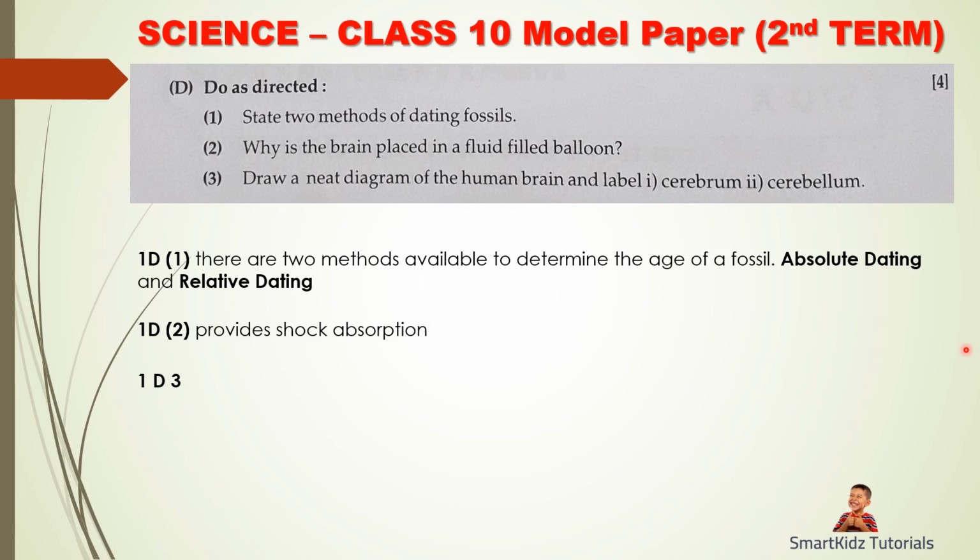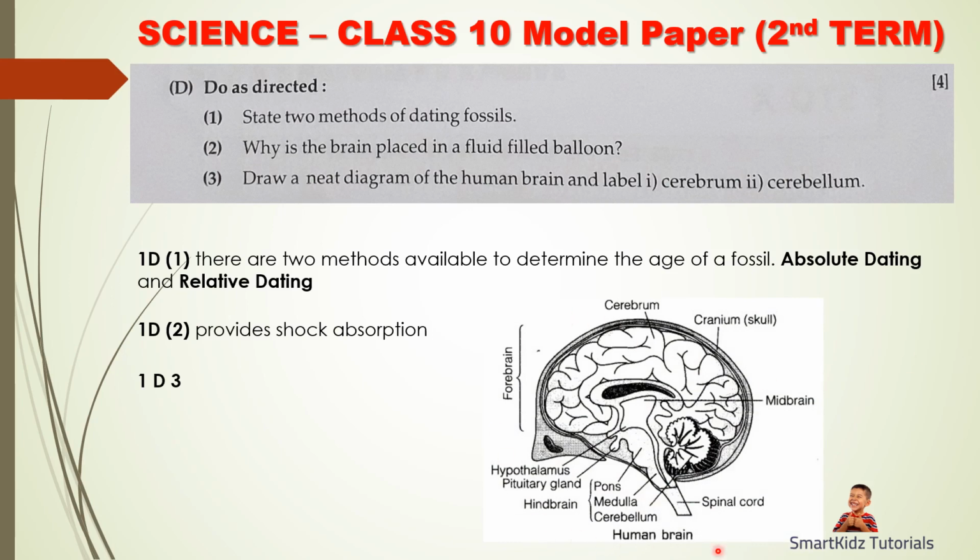1D3, that is, draw a neat diagram of the human brain and label cerebrum and cerebellum. So here are all the labels that we will be able to see of a brain for class 10. And what we are asked to label is cerebrum, which is over here, and cerebellum, which is over here. You may even be asked to give one function of each of them, so you need to know.